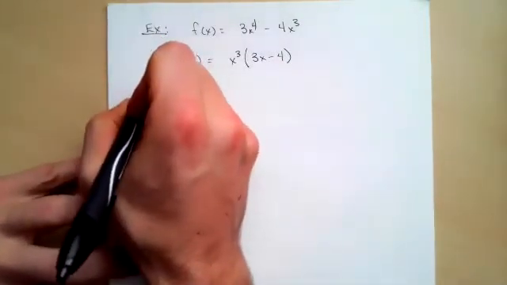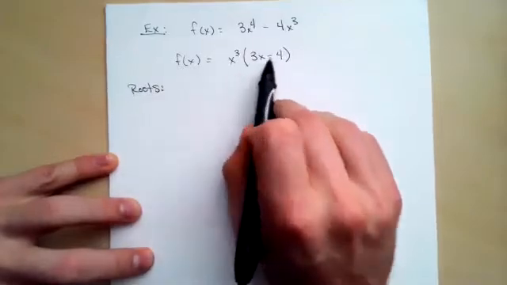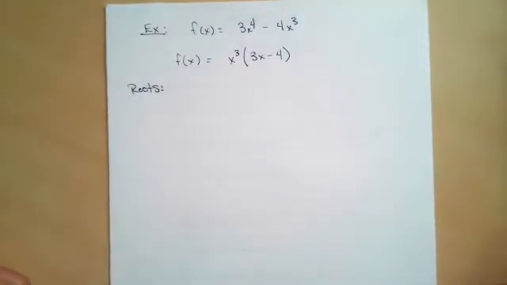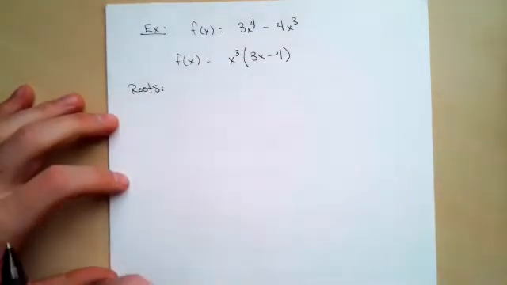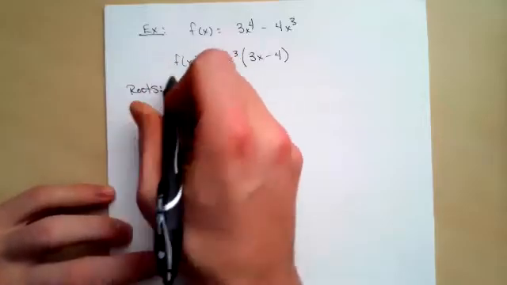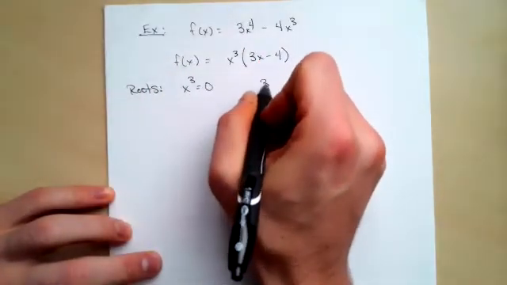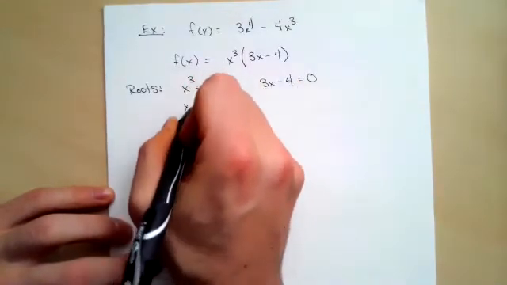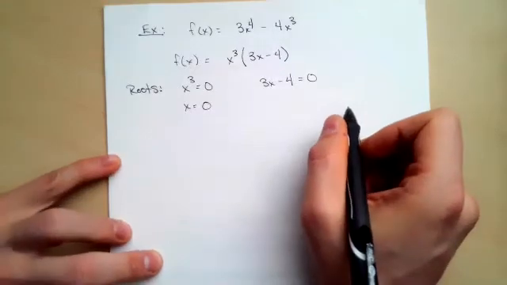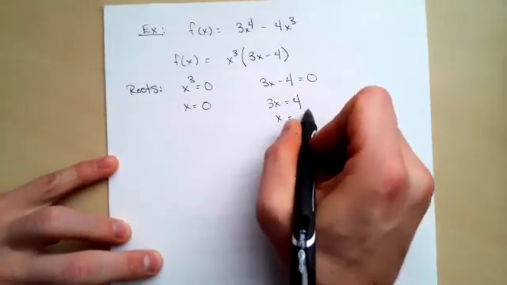And so our roots are the x-intercepts. Since we have it factored, just as we did with quadratics, we're going to set each factor equal to 0. In general polynomials, though, we just might have more than 2 factors. This one, nicely enough, only has 2. So we would set each factor equal to 0 and solve. Now, when I take the cube root of both sides, we still just get x equals 0 here. This one we'll get 3x equals 4, so x equals 4/3.